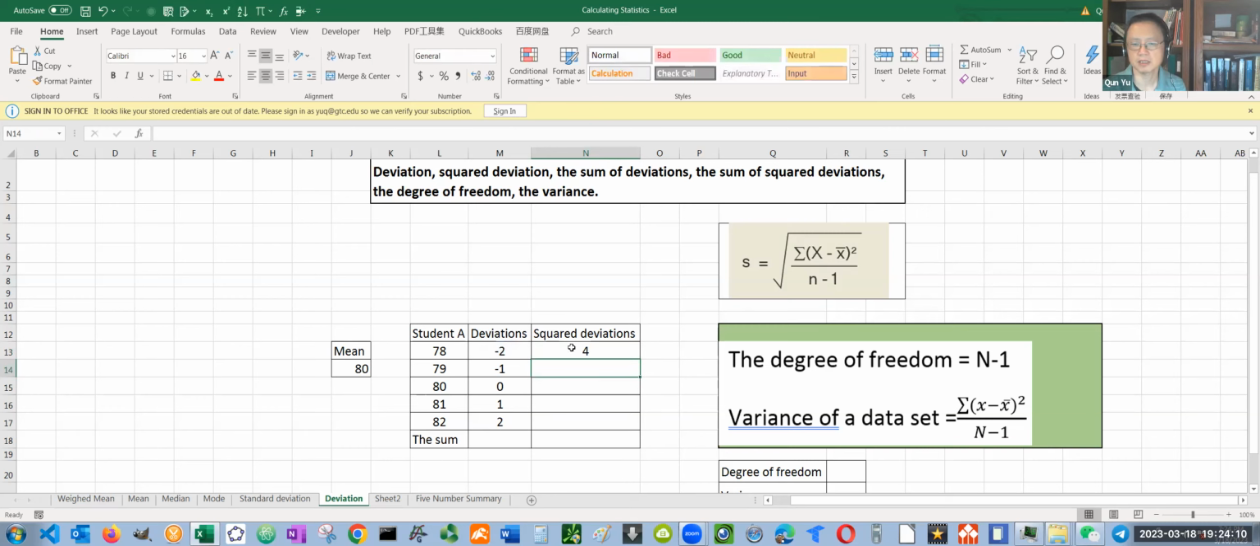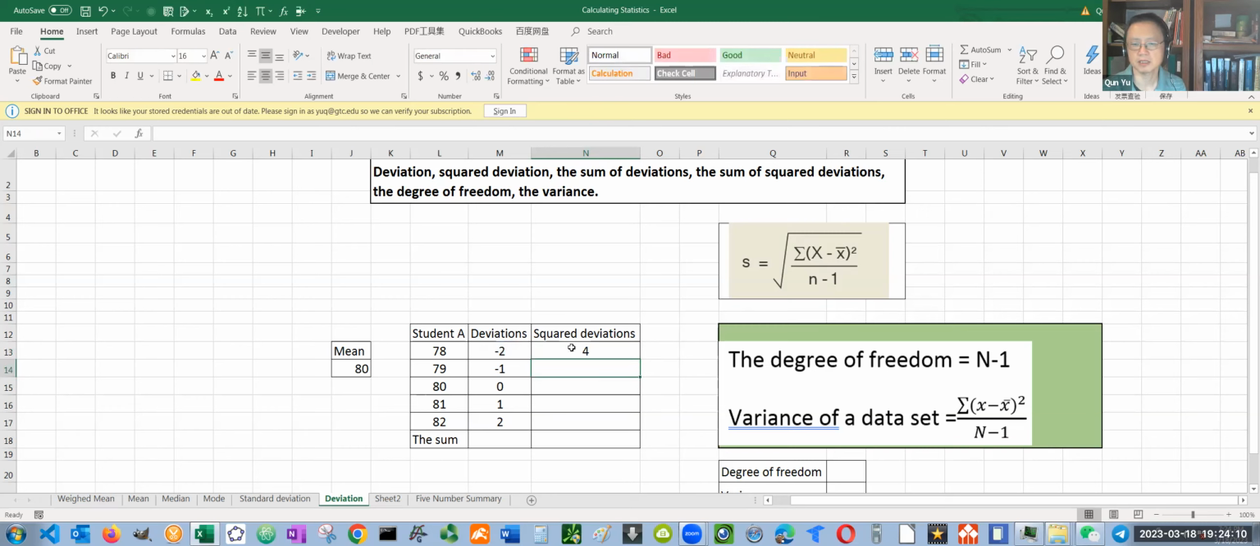Now, next, we are going to find out the sum of deviations. So these are deviations. We need to add them together by using the sum function. Select all of these data points, close it. So the sum is 0. Apparently, you know, it's 0.